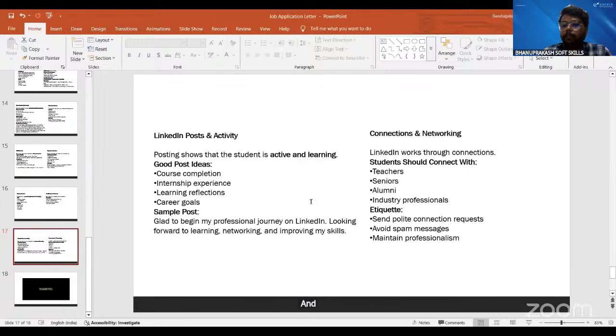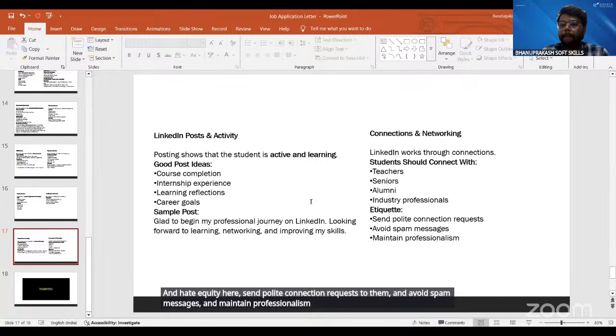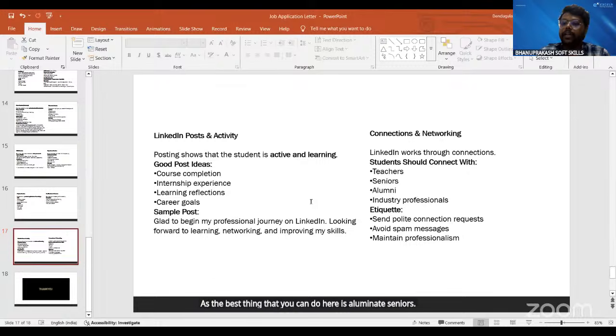And etiquette here: send a polite connection request, avoid spam messages, and maintain professionalism. The best thing that you can do here is connect with alumni and seniors, who already studied in your college. You can directly connect with them, and ask them to refer you to their company, so that you have high chances of getting a job very easily. It's all about building connections and networking, and you need to do these things continuously, every day.